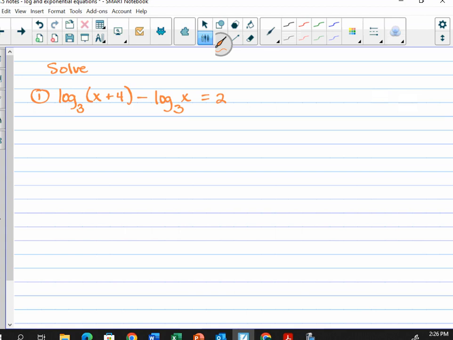Wait, is this correct so far? Yeah. Where's your answer? Right here. So x equals is what we're looking for. We're solving for x. Your 2x plus 4 is not right. Now rewrite it as an x.